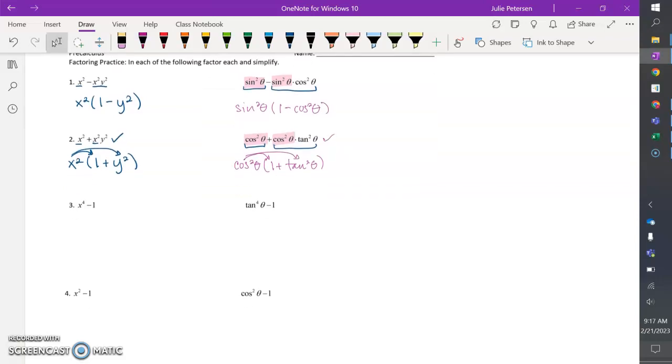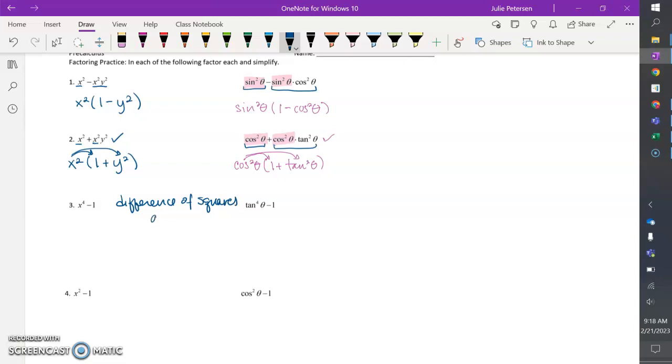For number 3, this is a little bit different. We don't have a GCF. But when you see two terms and a subtraction sign in between them, and each term is a perfect square, this is called a difference of squares. Difference of squares. And we can factor a difference of squares quite easily.